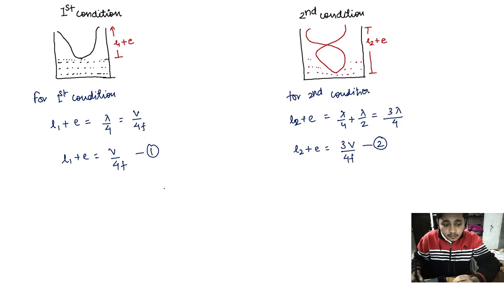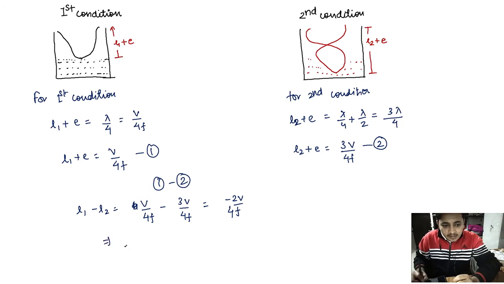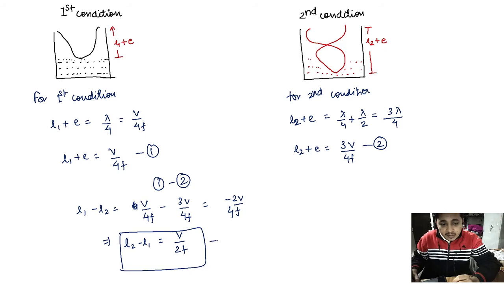Subtracting equation 1 from equation 2. So L1 minus L2 becomes V upon 4F minus 3V by 4F. If we solve this, we get 2V by 4F. So this can be written as L2 minus L1 is equals to V upon 2F. So we get the value of L2 minus L1. Name this equation as equation number 3.